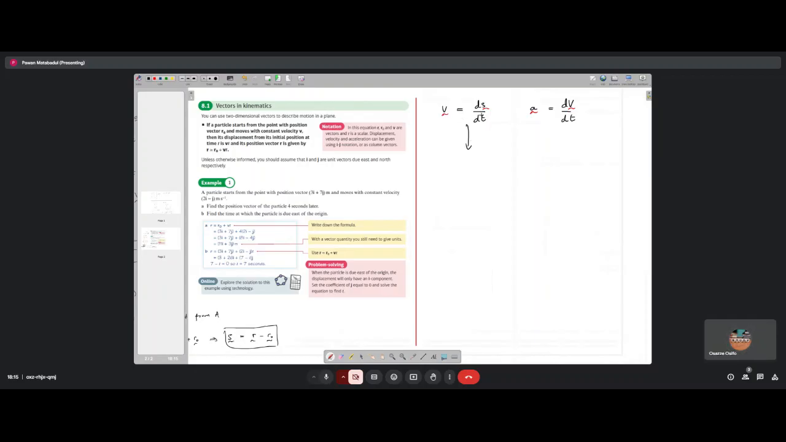If I was to bring, well, which one should we start with? We could start with either one. Which one's probably the most sensible? Let's start with the left-hand side. So then if I bring dt next to the ds and then integrate both sides, right?